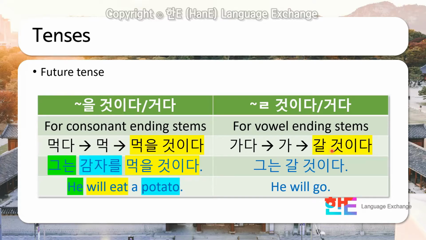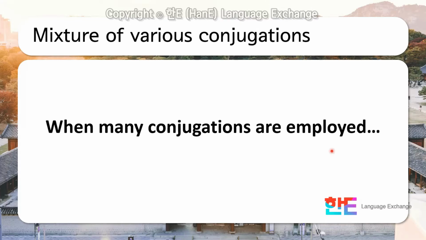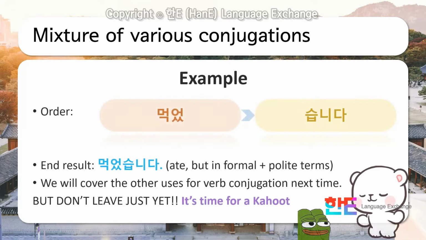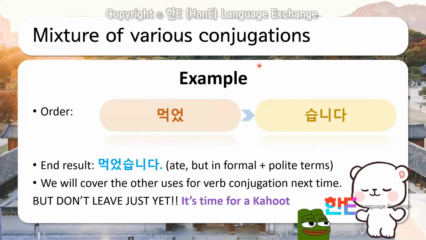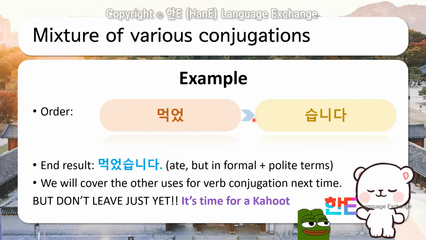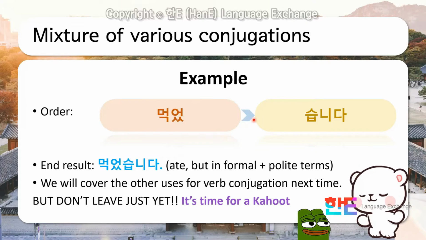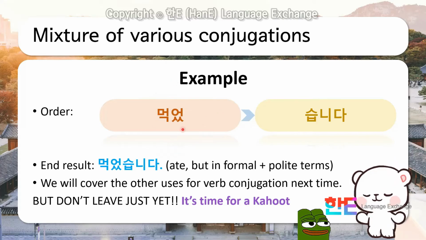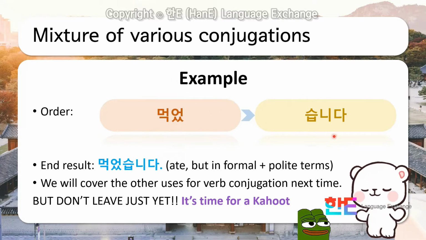Make sense? That is pretty much it for the conjugations that we're going to talk about today. But when many conjugations are involved, for example, tense and politeness or formality, we're going to do it in this order. So an example of that would be 먹다. In terms of the past tense, if you wanted to say "ate," but in a formal and polite way, we're going to do so like this: 먹었. That's to show the past tense, and then we're going to add 씁니다 to it.